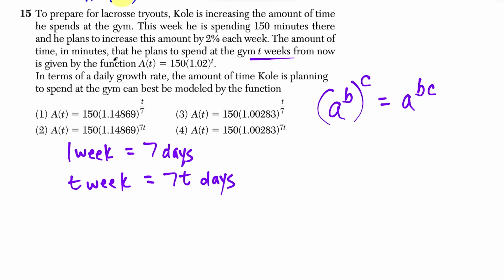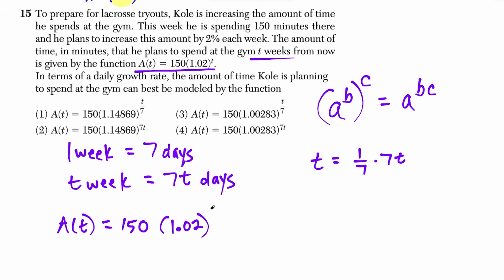So starting with the function a of t, what we're going to do here is something that seems a little bit counterintuitive. We're going to rewrite the t power here in terms of the product of a number and its reciprocal. So we're going to say here that t is equal to 1 over 7 times 7t. And you'll see why I'm doing this in a moment. So we have 150. I'm just taking the function here, and we have 1.02. And we're going to write this now to the 1 over 7 and then to the 7t power.